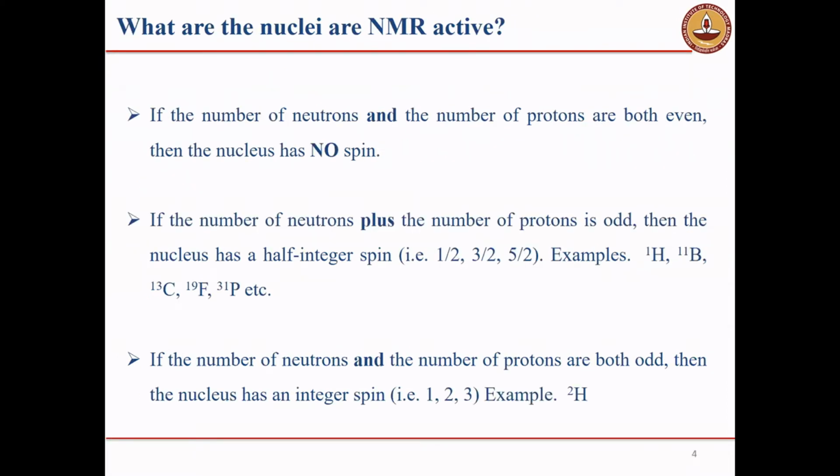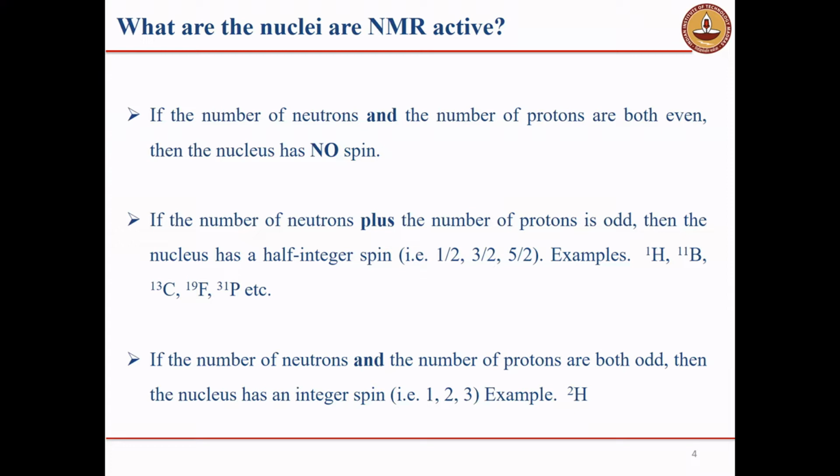Next, I am moving on to which nuclei are NMR active. If any nucleus has an odd atomic number or odd mass number, it is NMR active, and we can take NMR. To explain briefly, if a nucleus has both an even number of neutrons and an even number of protons, then the nucleus has no spin. These nuclei are not NMR active.